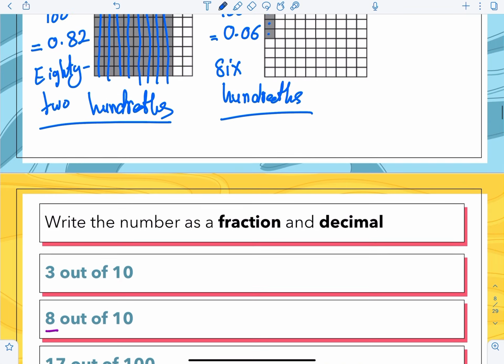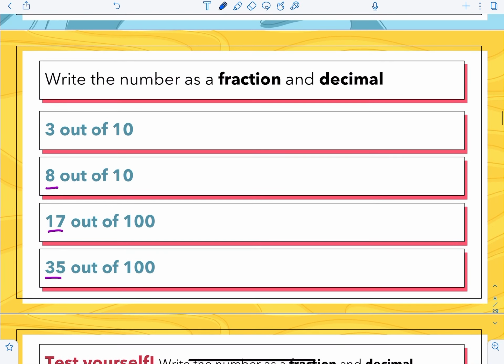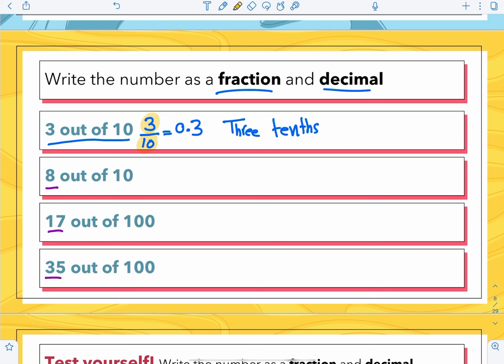Now we're gonna do again the same thing that we just took, writing as fractions and decimals, but this time without any models. So we will just read the sentence and try to answer them. Let's see, here I have 3 out of 10, meaning this is 3 parts out of 10, and in decimal this is going to be 0.3, and in words this is going to be 3 tenths. Okay, 3 tenths, because this is 3 out of 10.